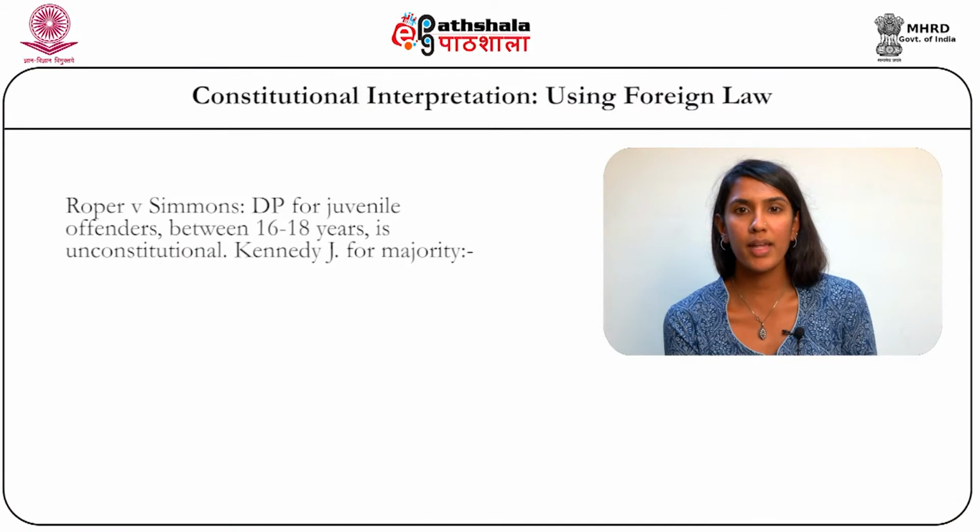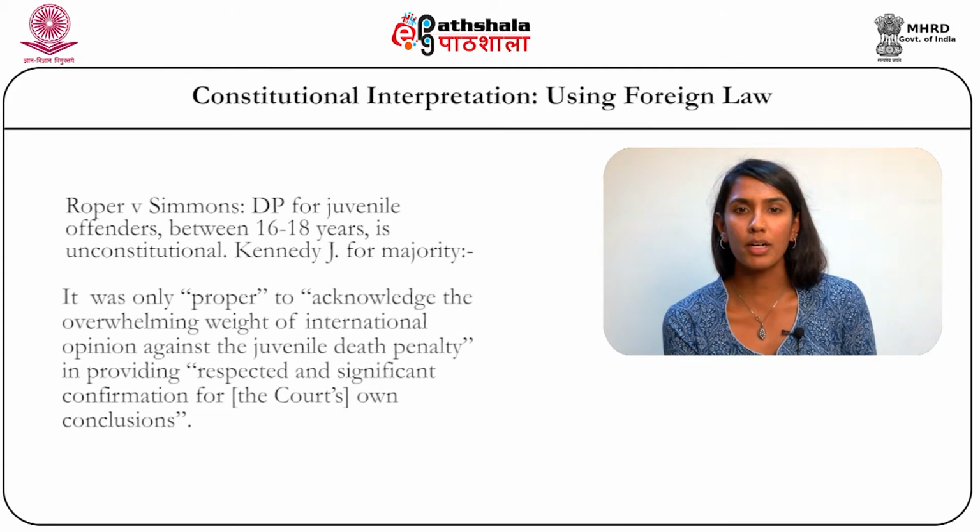For example, in America, in the famous Roper versus Simmons case, which was about the death penalty for juvenile offenders between 16 to 18 years, holding it to be unconstitutional, Justice Kennedy for the majority said, as you'll see on your slides, it was only proper to acknowledge that the overwhelming weight of international opinion against the juvenile death penalty allowed the court to reach its conclusions.